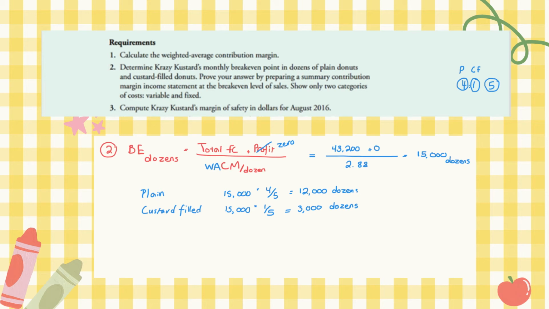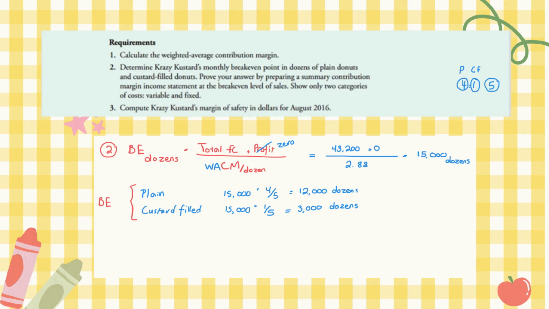Okay, so if you read this requirement, he's saying prove your answer by preparing a summary contribution margin income statement at the break-even level of sales, which is this one. This is the break-even level of sales. Okay, show only 2 categories of costs, variable and fixed. So we need to prepare a summary contribution margin income statement at the break-even level of sales.